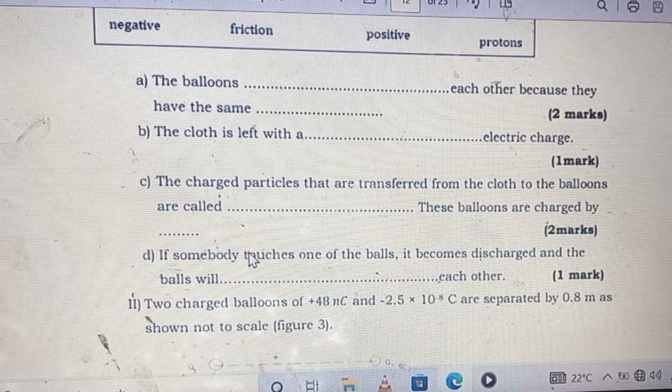D. If somebody touches one of the balloons, it becomes discharged and the balloons will dash dash each other. The best option we put here is attract.